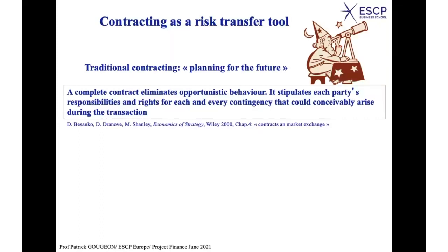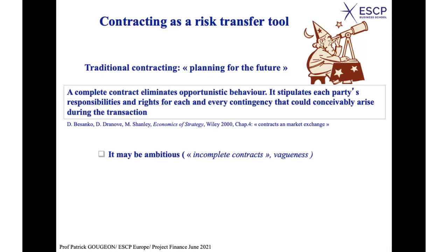Okay, so you see, you stipulate the responsibilities of each party, depending on what would happen in the future. So I repeat the phrase, it stipulates each party's responsibilities and rights for each and every contingency that could conceivably arise during the transaction. Okay? So, what is the problem there? So you see, that's why I write also that traditional contracting has to do with planning for the future. You try to see what the future might be and who is doing what. Okay?